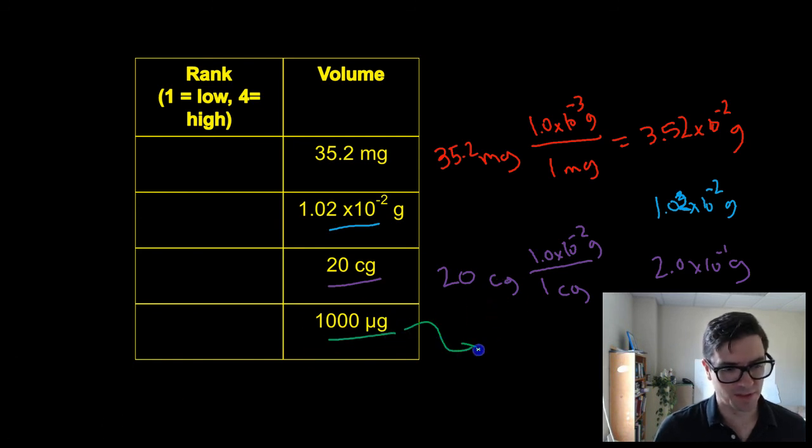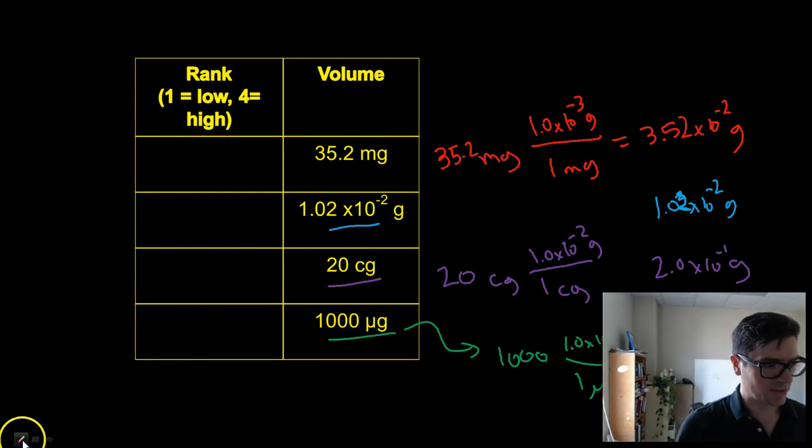So our micrograms are, again, 10 to the minus 6, so you get 1.0 times 10 to the minus 6 grams per 1 microgram. So you go through your calculation, and you end up with 1.0 times 10 to the minus 3 grams. Okay, so now we rank them just like we did before.